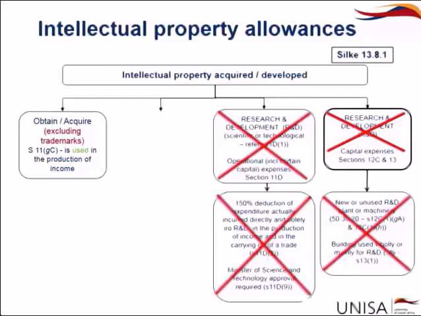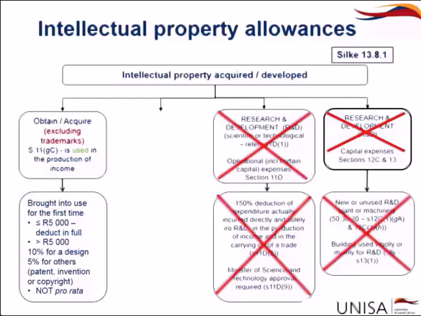For Section 11G Cap C, we are excluding trademarks. So trademarks would not qualify, and it must be used in the production of income in order to qualify for an 11G Cap C. It must be brought into use for the first time. In the case where it is less than 5,000, we get the deduction in full. More than 5,000, well, then it depends what it is. 10% for a design, 5% for anything else.